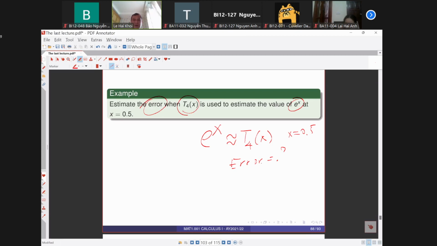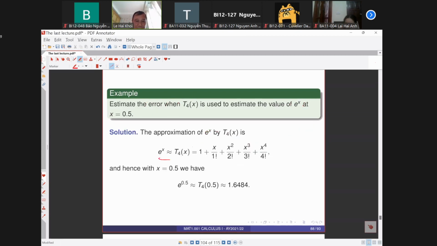Okay? So now we do. See? We approximate e to power x by t4x. We stop at n equal to 4. X equal to 0.5. Then e to power 0.5 is t4 0.5, which is approximately 1.6484. Như vậy chúng ta muốn tính được e mũ 0.5 mà xấp xỉ bằng t4 thì giá trị nó cỡ là như thế này. Cái này là nói chung là giá trị nó như thế.